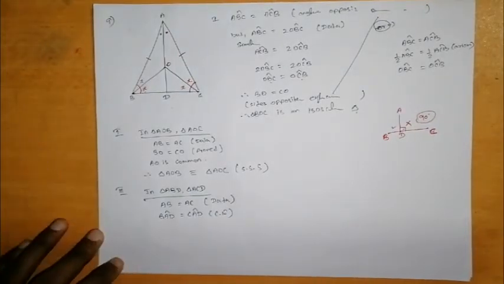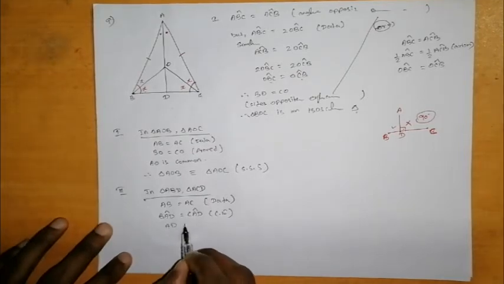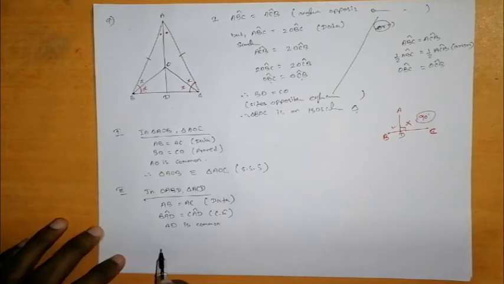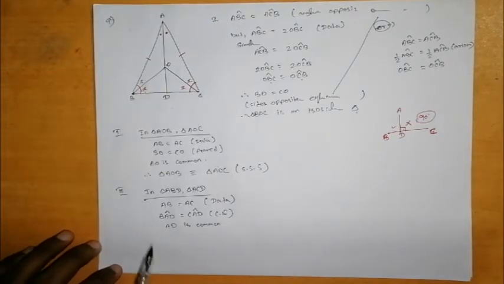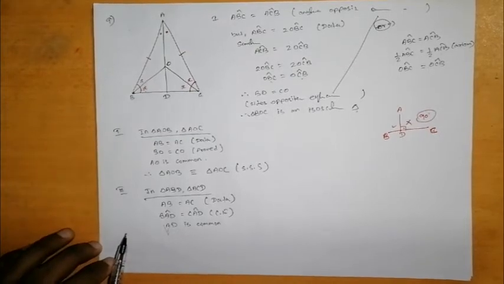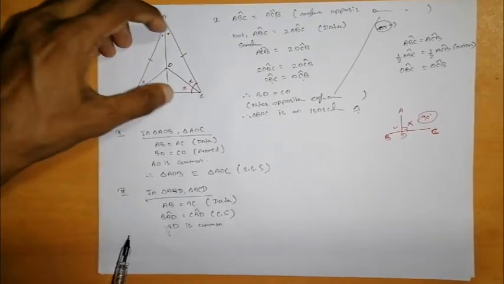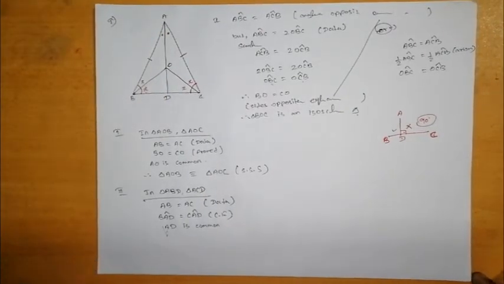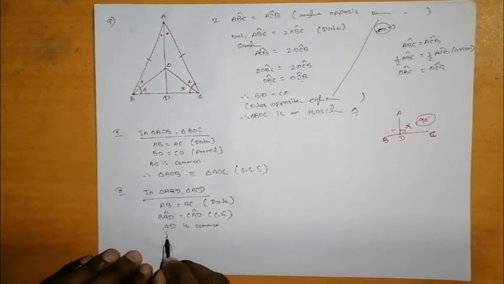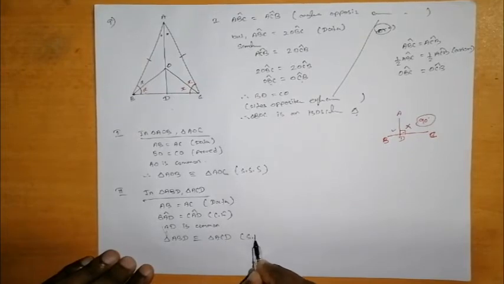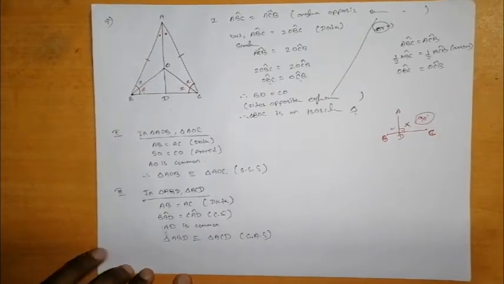Okay, the AD side is common. So can you get the rule? We have two sides and what angle? In between the two sides you have an angle. What is the angle? Included angle. So SAS. So triangle ABD is congruent to triangle ACD, side angle side.